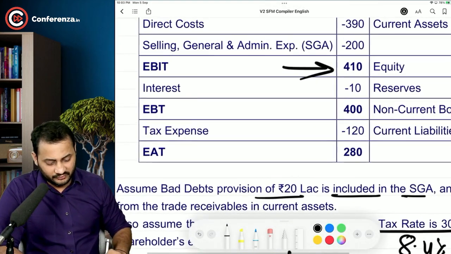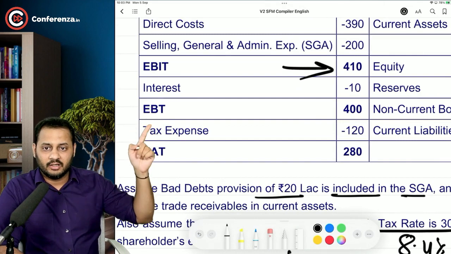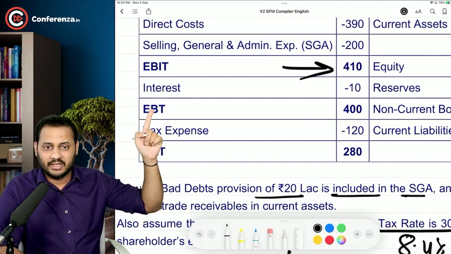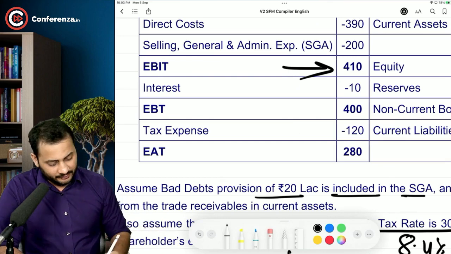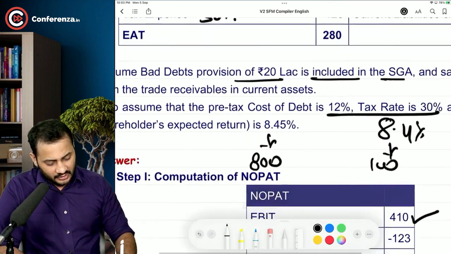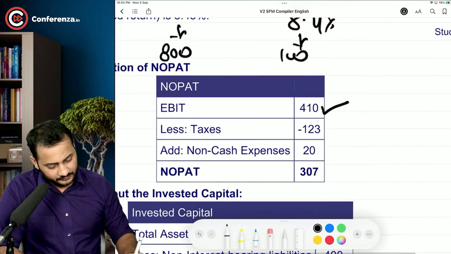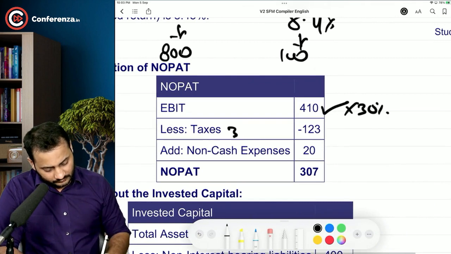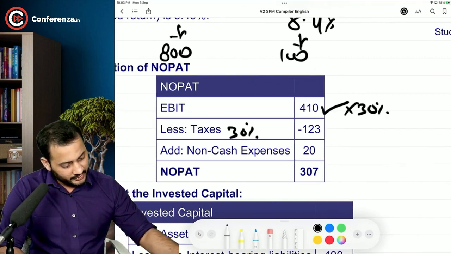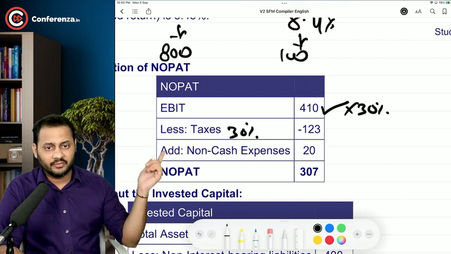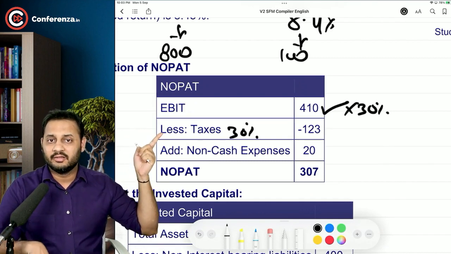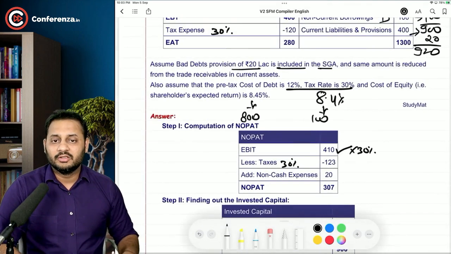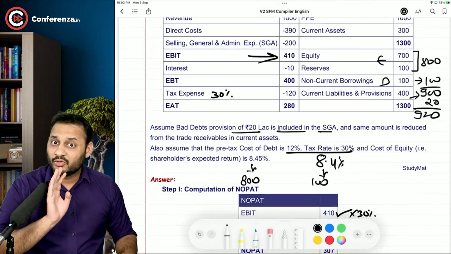Now understand, first of all, let's calculate the tax rate. Tax expense divided by EBT: 120 divided by 400. That means 30% is the rate. Now apply this 30% here. So 410 into 30% is 123. You can clearly see the tax is properly taken here, not just directly from the table. So that question was wrong.